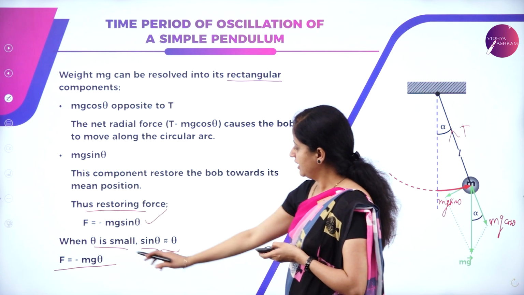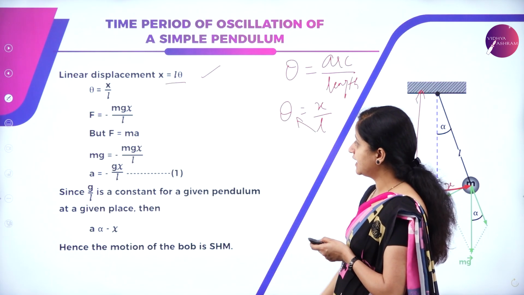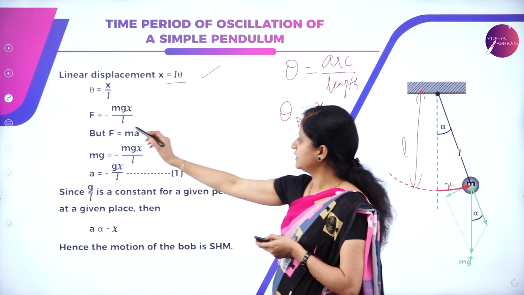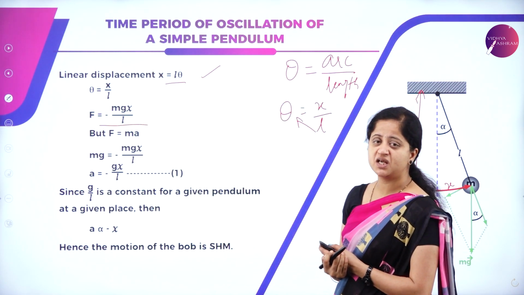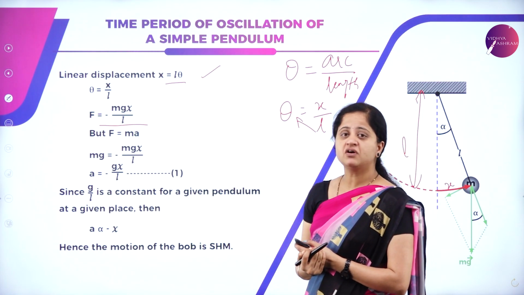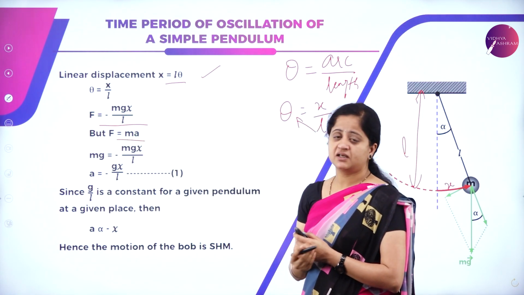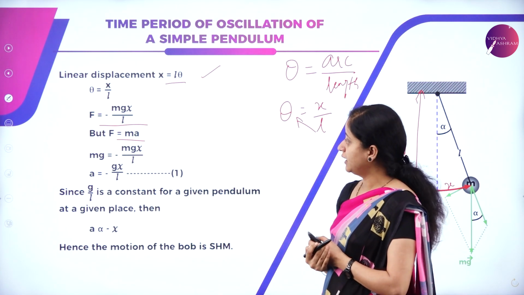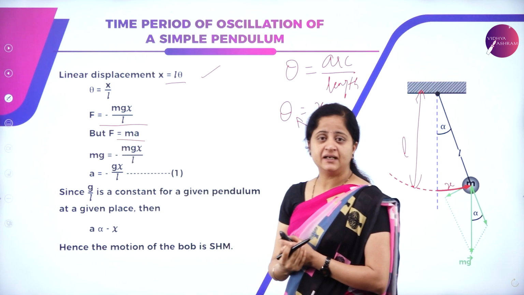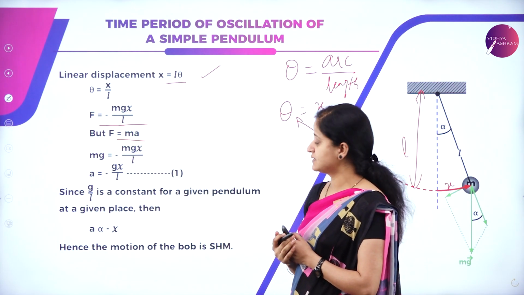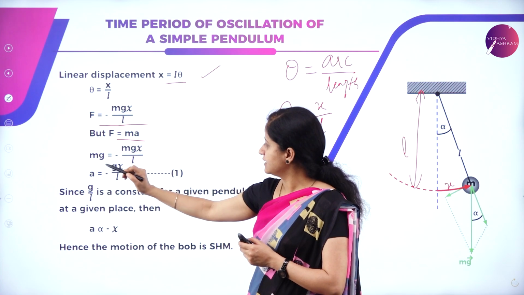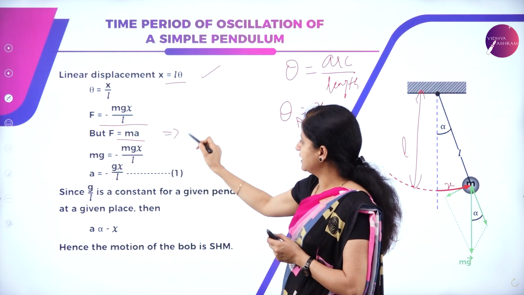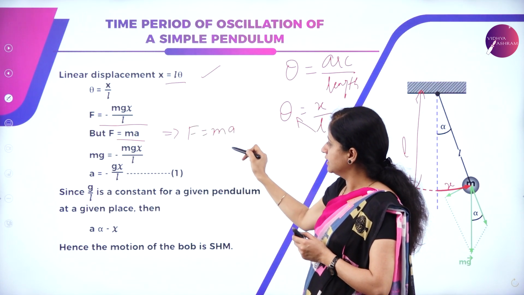But here we have F is equal to minus mg theta, and theta is now x divided by L. So substituting that, we get F is equal to minus mg x divided by L. But we also have an equation according to Newton's second law of motion. It is F is equal to m into a, where a is the acceleration. Now both have F only on the left hand side, so we can equate the right hand side terms. So we get ma is equal to minus mg x divided by L.